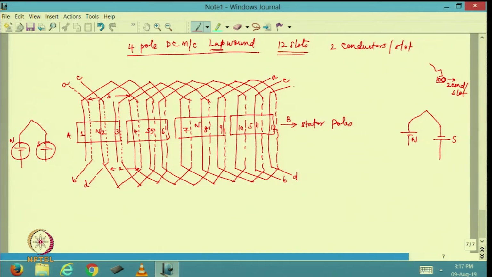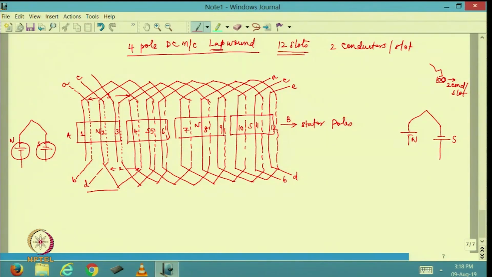So, this is going to be, let us say, E, right. So, this is going to be E. So, this will go back to E here essentially. So, that is essentially E. So, it will essentially end up here as E. So, this is how the winding is completely made.